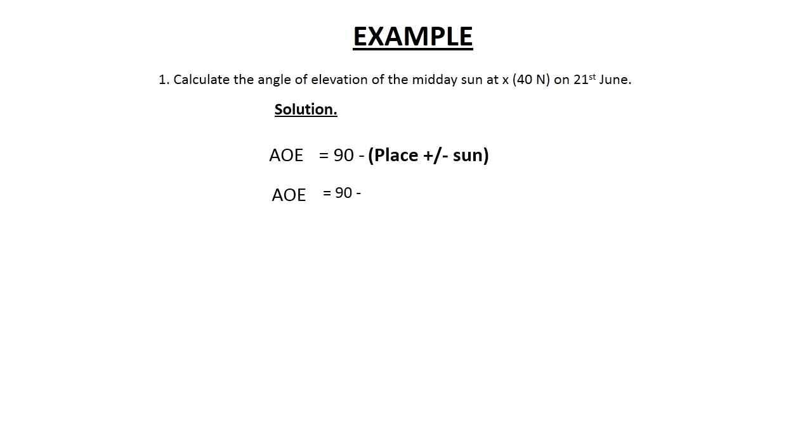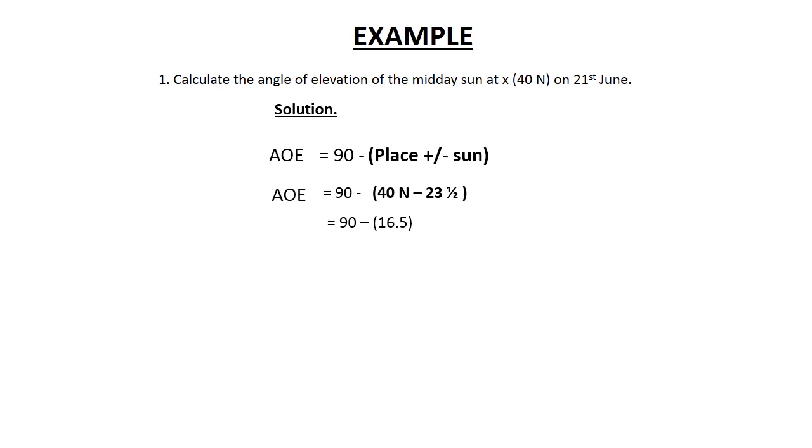Angle of elevation is equal to 90 degrees minus place. This is where you put the actual 40 degrees north, minus 23.5 degrees. So place is where you put the actual place. Hope it is clear. And if it's not clear, you can reach out in the comment section.